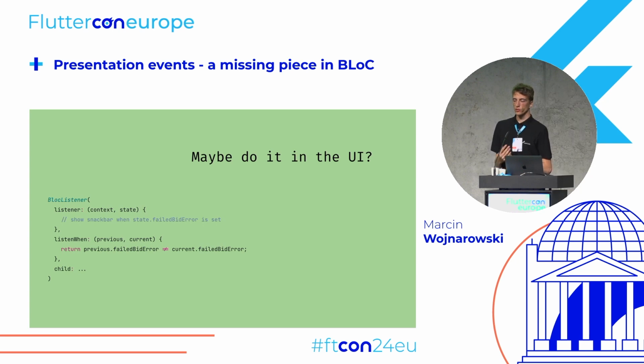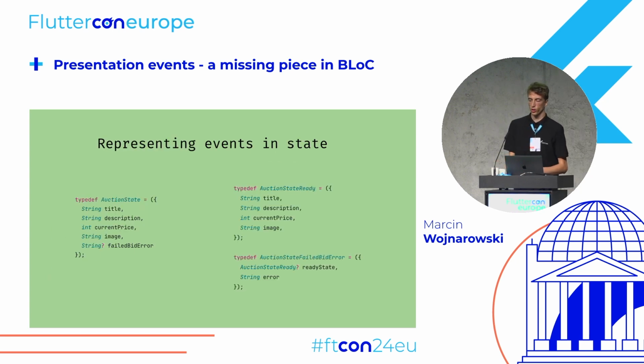And what's even worse is that if we go back, and if we want to emit the state of failedBid error with the exact same message, we cannot do that. Because in BLoCs, the default way to compare state is to use equality. So if two states are equal, it will not emit a new state. So you are completely unable to emit the same state twice, even though you would like to show the same error twice in a row.